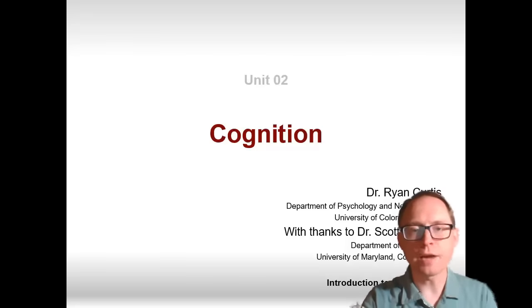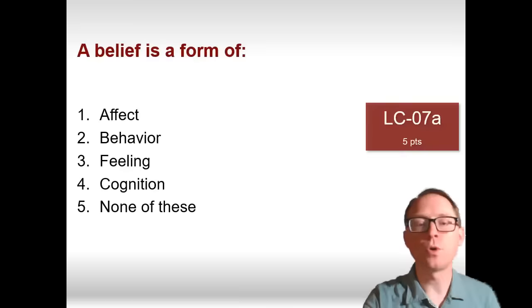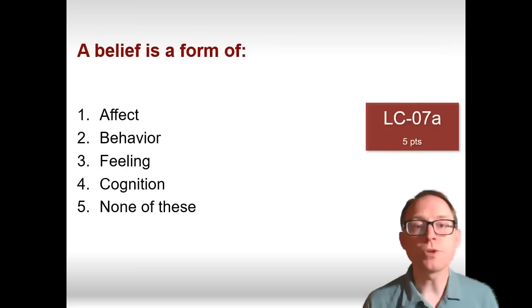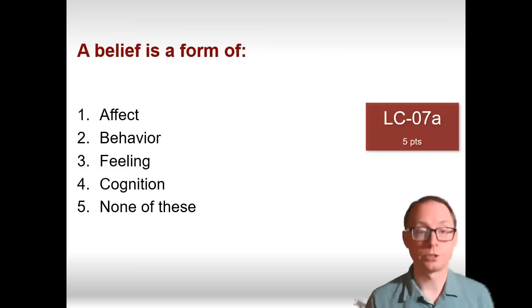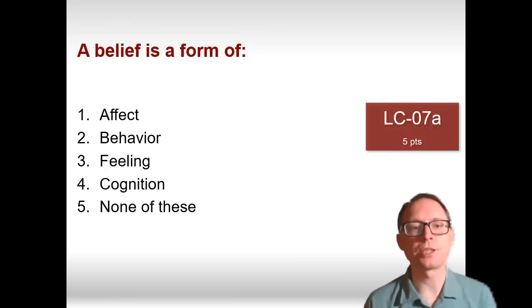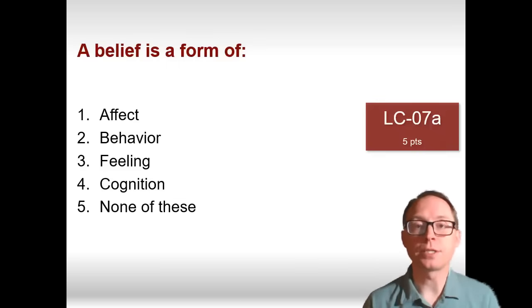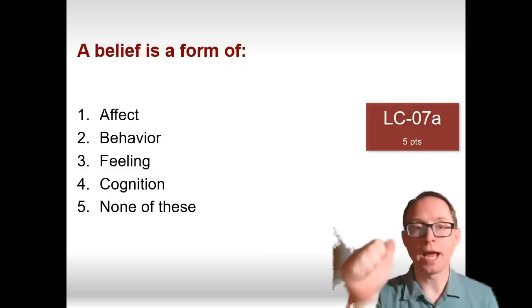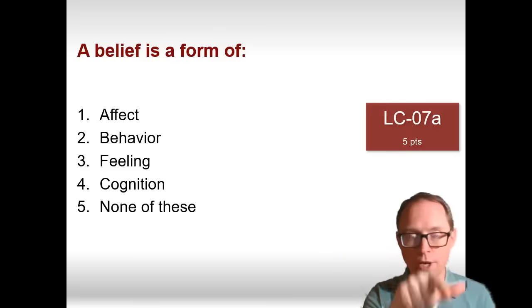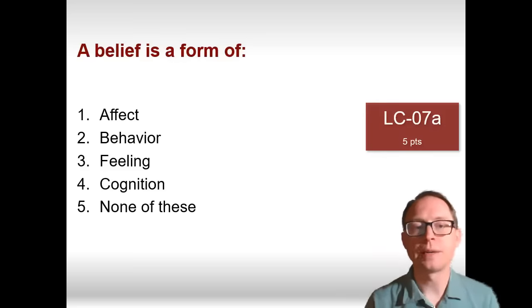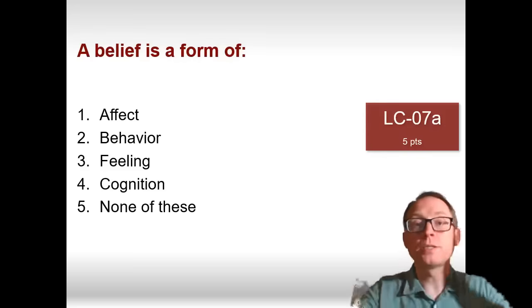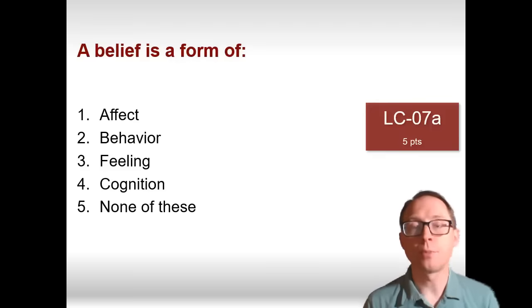So the first half, let's start with a kind of a review question. A belief is a form of... The answer is cognition. I think it's a good guess, right? So remember, psychology is all about the ABCs, affect, behavior, cognition. Affect means feelings. So one and three on this list, those are the same thing. Affect and feelings, same thing. Behavior is separate. And then cognition is anything that we process in our brain, right? So any information that we process in our brain.